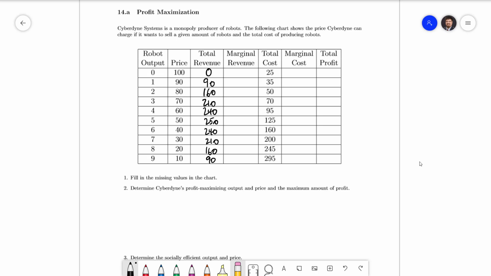Marginal revenue is the change in revenue going from each unit of output to the next. Marginal revenue doesn't exist for quantity of 0, but from there we take 90 minus 0 is 90, 160 minus 90 is 70, 210 minus 160 is 50, and so on.